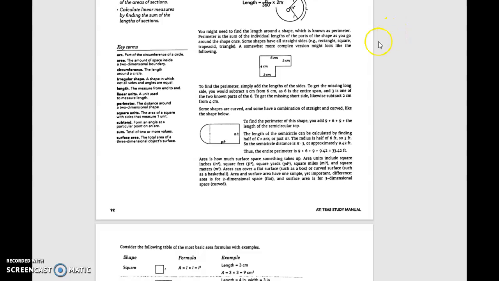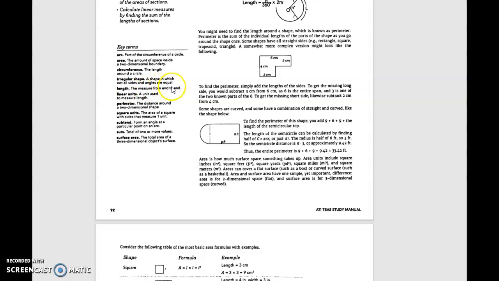Now, before we go any further, let's go over here and look at our key terms. We have arc, which we just talked about. We have the area. It's the amount of space inside a two-dimensional boundary. We have our circumference. It's the length around a circle. So if I want to do the full circle, I can do the circumference. An irregular shape is not a rectangle. It's not a square. It's not one of your basic geometric shapes that hopefully you're familiar with.